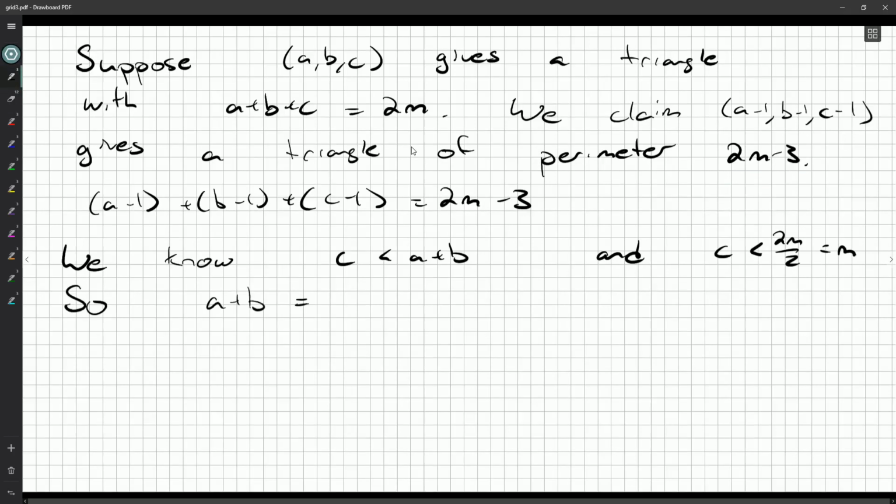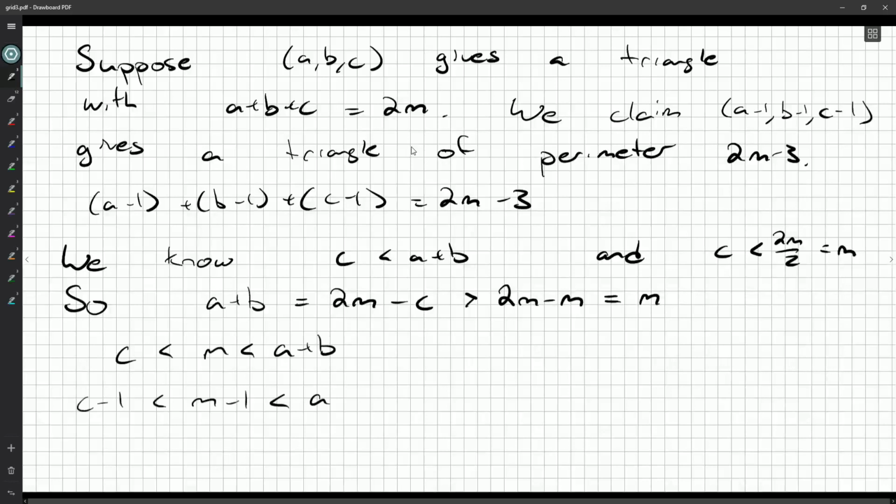So A plus B, which is going to be 2M minus C, has to be bigger than 2M minus M, which is equal to M. So A plus B is bigger than M. So C less than M less than A plus B. So C minus 1 less than M minus 1 less than A plus B minus 1.